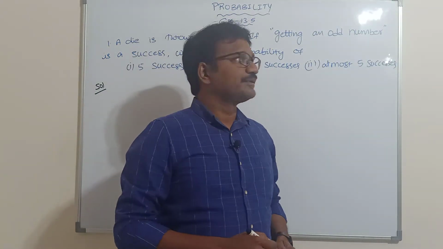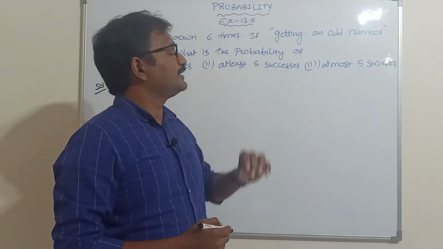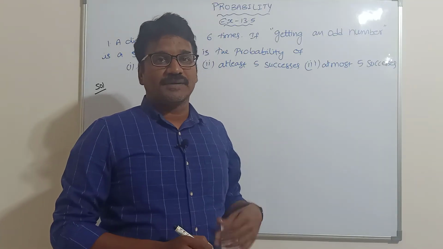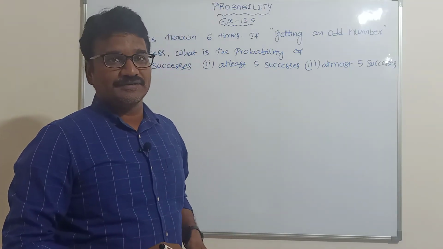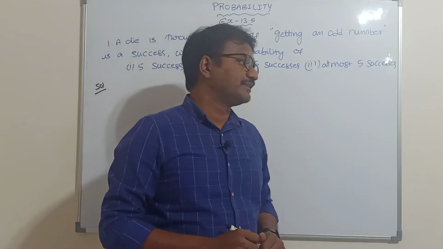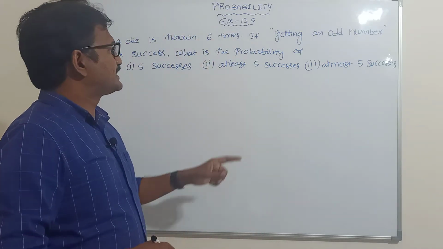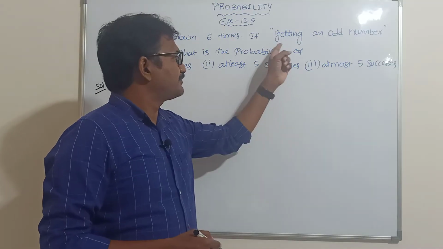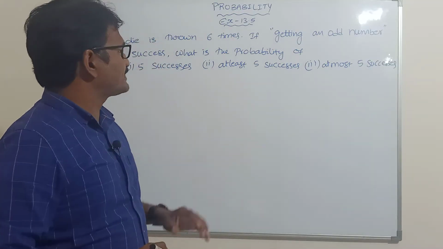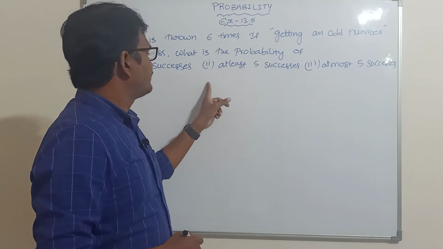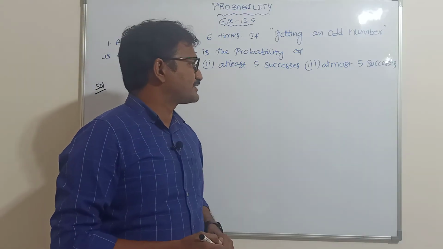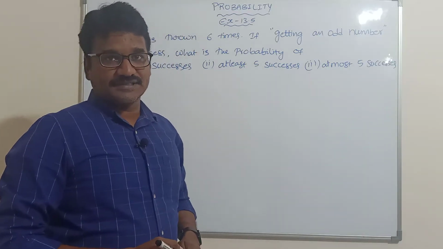We are going to continue exercise 13.5, probability problems based on Bernoulli trials and binomial distribution. In that, the first problem is: if a die is thrown 6 times, and getting an odd number is a success, what is the probability of 5 successes? At least 5 successes? At most 5 successes?